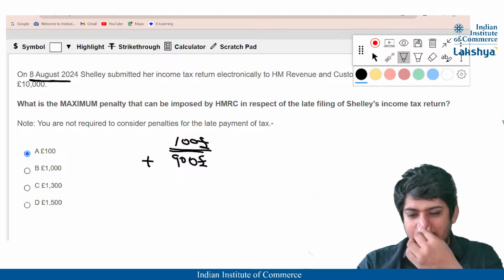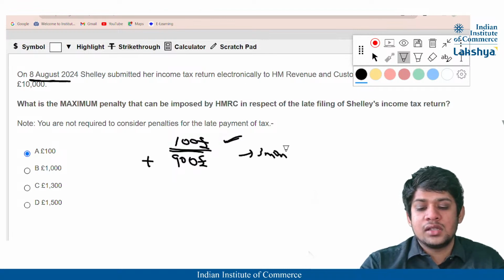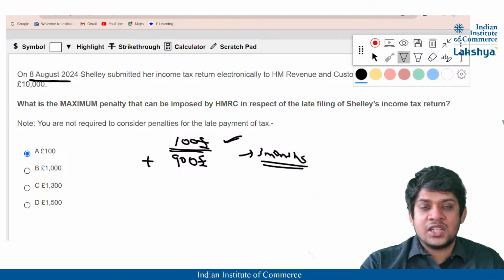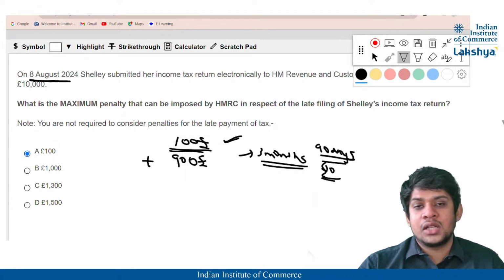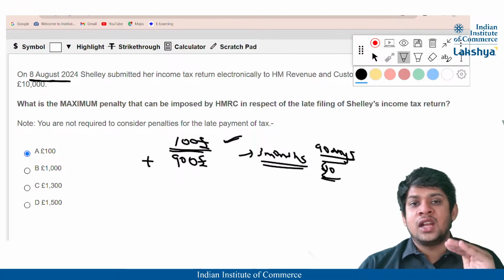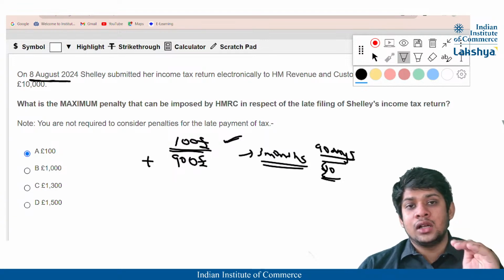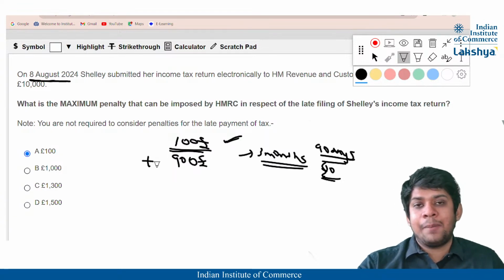Then comes the next part. Even if she is late by 1 day, the standard penalty is charged. She is exceeding 3 months, so from the first to the third month, that is 90 days maximum you can charge, and that is £10 per day. So that is what we've added, £900. But she has exceeded the 6 months also, right? Even if 1 day is late, the standard penalty will apply. If it exceeds 3 months, then 90 days maximum, £10 per day. And if she exceeds 6 months, then in such a case, these two will be applicable.